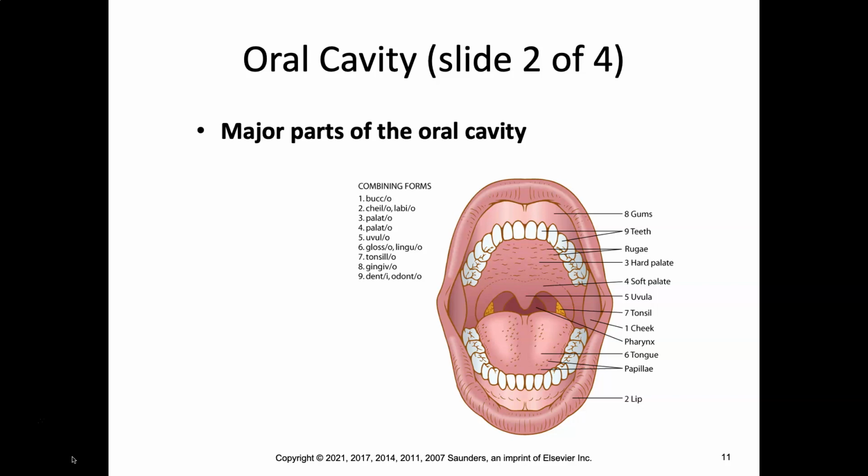Also make note of the fact that number 6 is your tongue, and there are 2 that could go with that. Same thing with number 2 for the lips, and number 9 for the teeth. There's 2 possibles there.